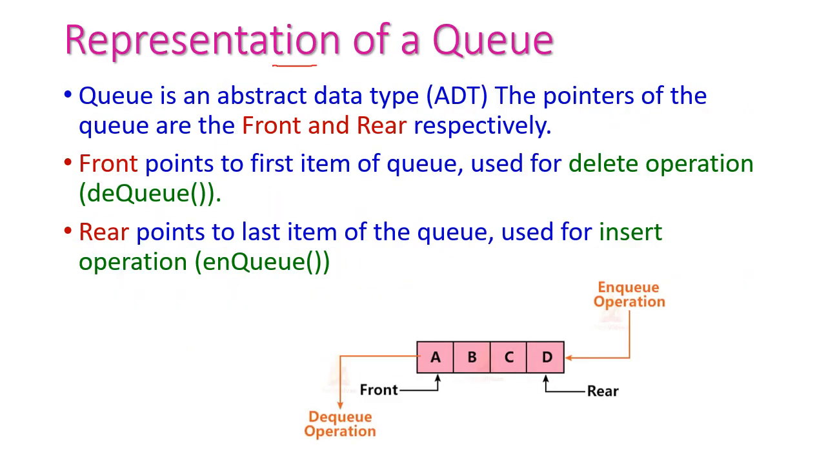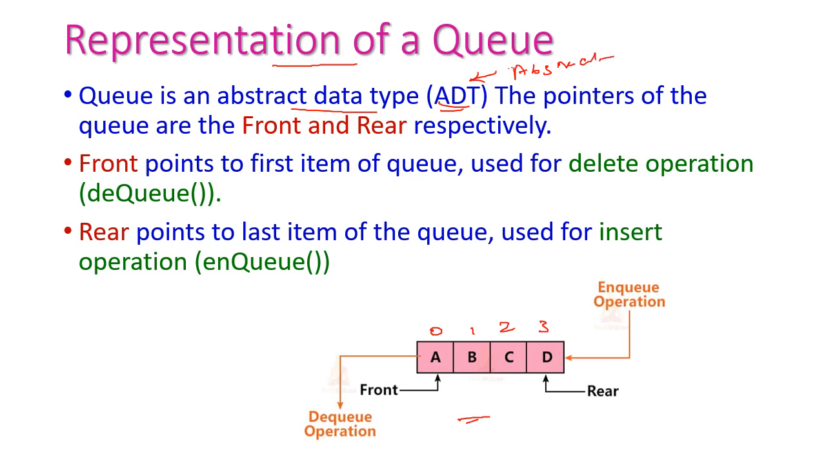Next, let us see the representation of queue. Queue will be represented like this. The data item index starts from 0, 1, 2, 3 like this, etc. Queue is an abstract data type, that is ADT. Here, the implementation is hidden and it shows only the abstract.